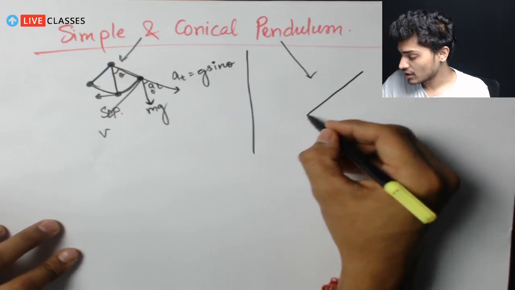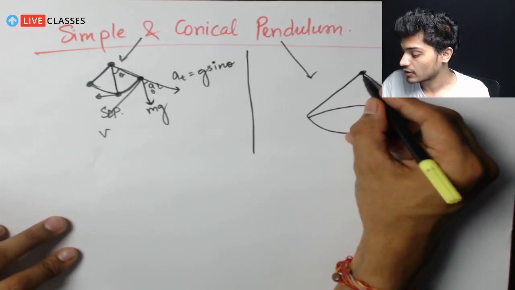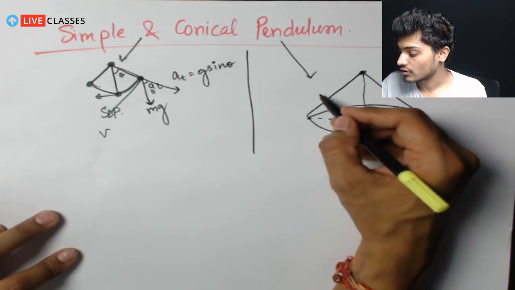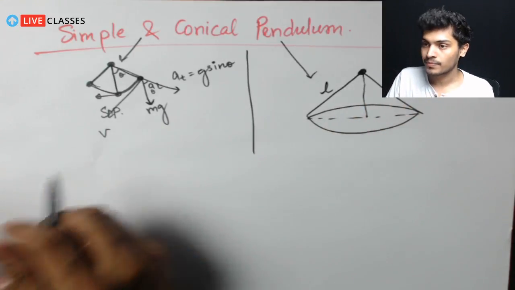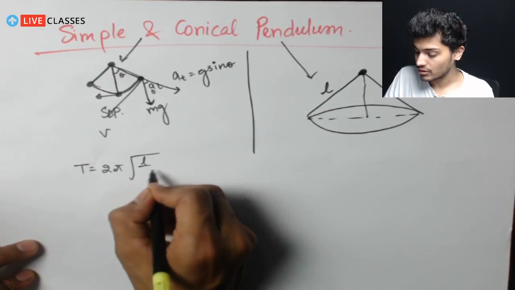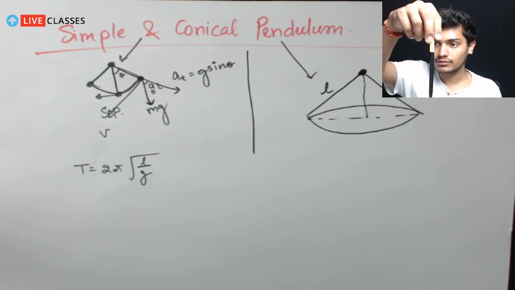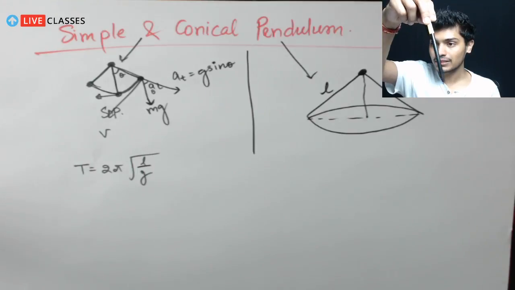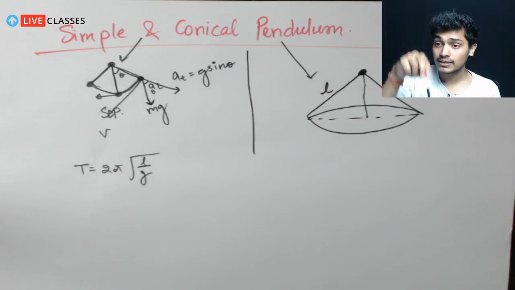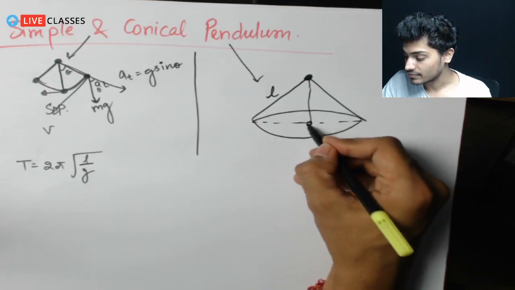So in a conical pendulum, it looks like this way. This is our conical pendulum. Also, one thing: for a simple pendulum, we have the time period basically given as 2π root L upon g, right? And how does this conical pendulum rotate? It rotates in a horizontal circle like this. So basically in a conical pendulum, motion occurs in a horizontal circle.